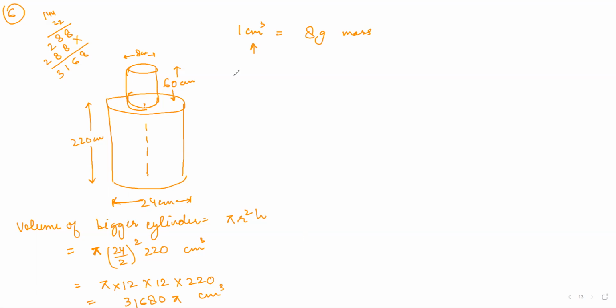Now volume of smaller cylinder, which is again pi r square h. So pi, you can put a different r because it is different, and h also you can write like this, positive h. So again pi into, now this radius will be 8 by 2 square into height is 60. Answer will be in centimeter cube.